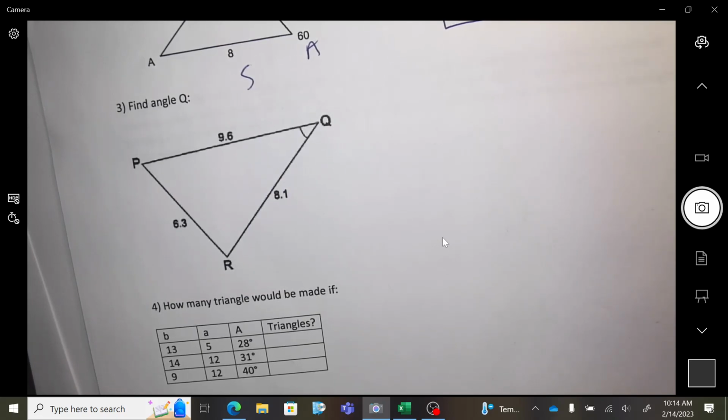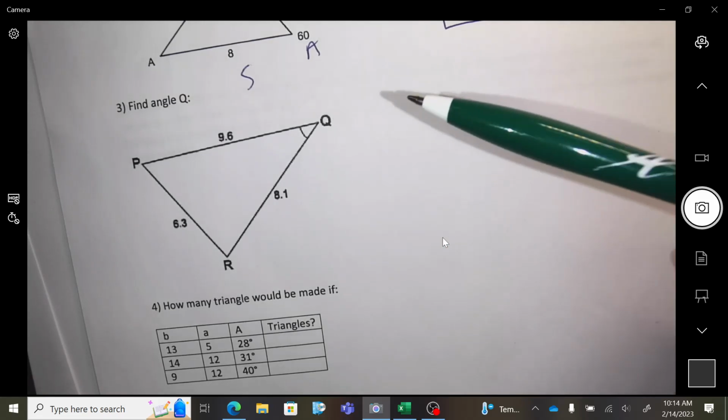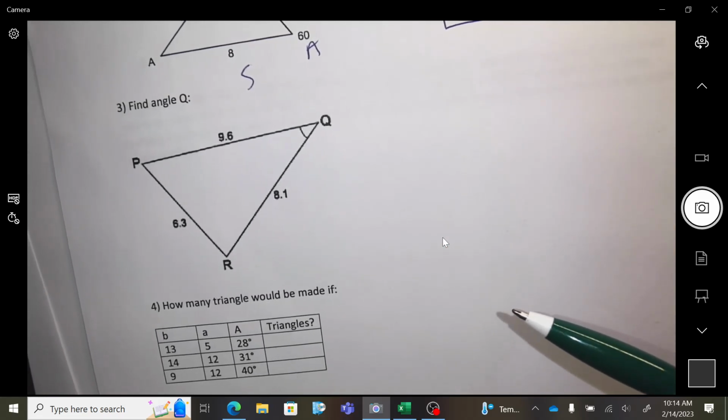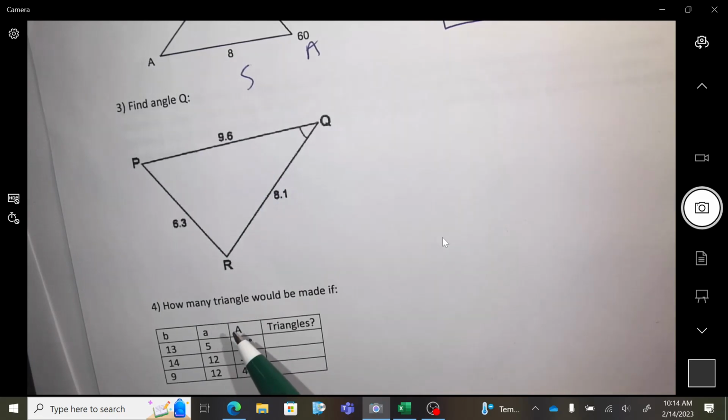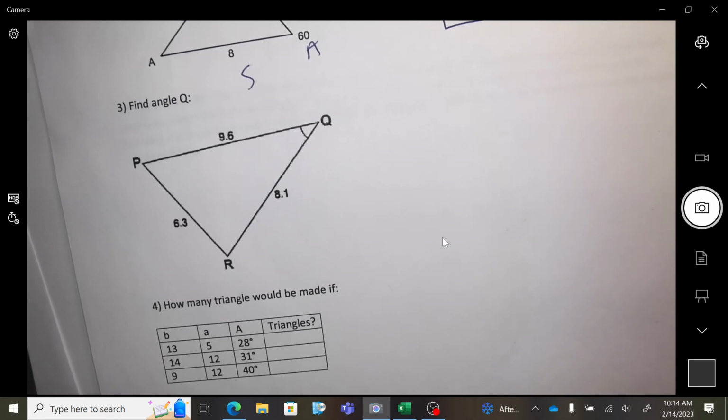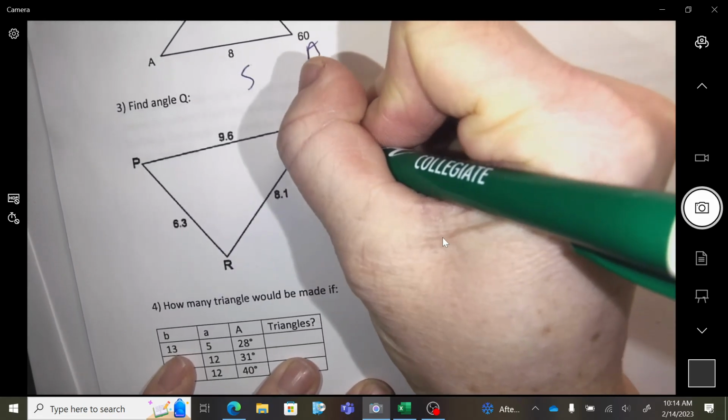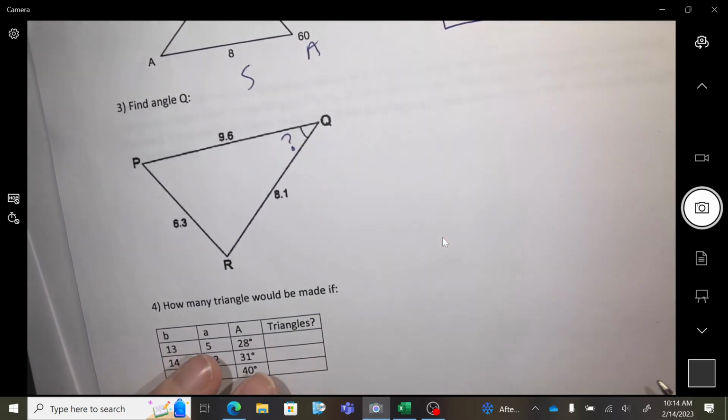Find angle Q. Okay, I told you to find this. What if I tell you this on a test? Find the largest angle. What would you find if I said find the largest angle? Which letter would you go with? R. Okay. This time I specifically asked you to find angle Q, but what if on a test I didn't ask for a specific one? If I said find the smallest, find the middle, find the largest.